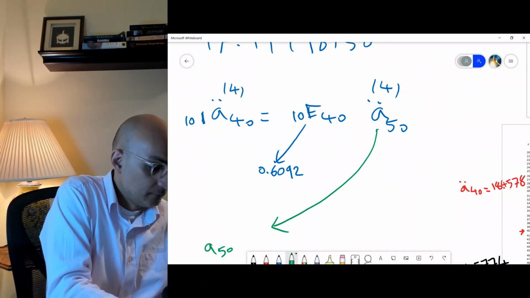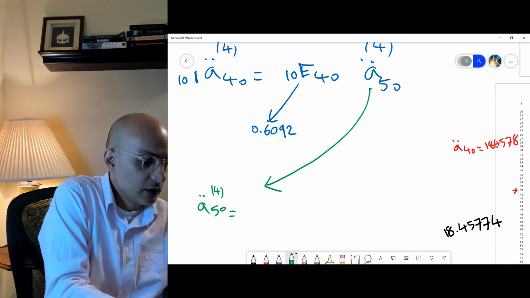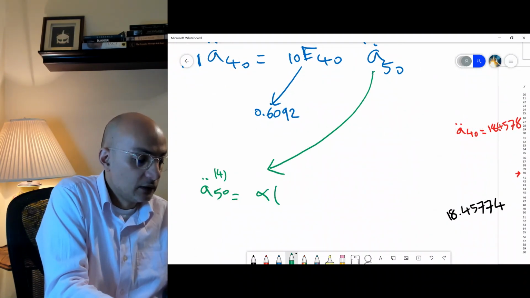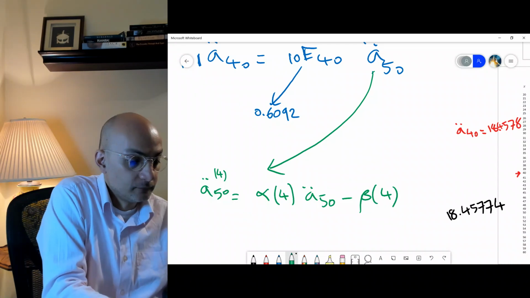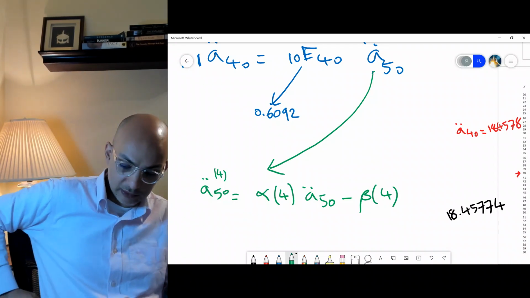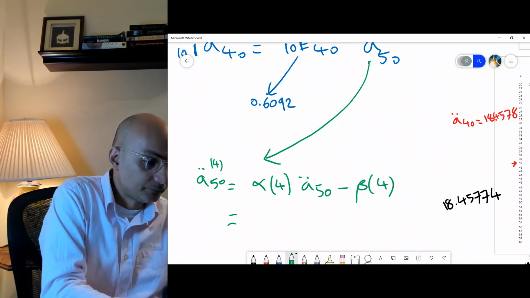A50 and 4. Let's use the easiest way here. The easiest way for us to compute this one, remember we say alpha for 4 A50, subtract from it beta for 4. And let's use this easiest way to compute this one. So now we go back to our friend. What's alpha 4?